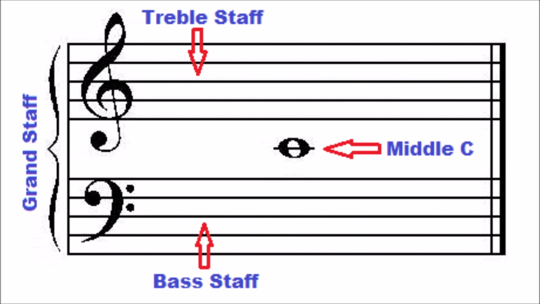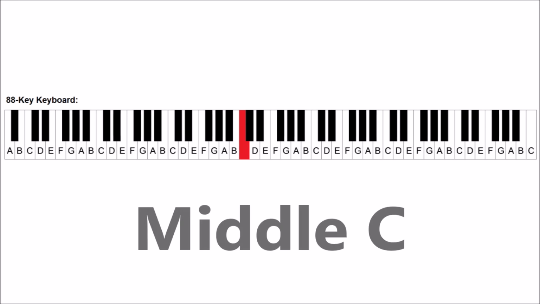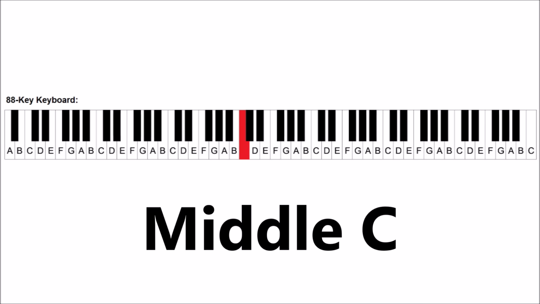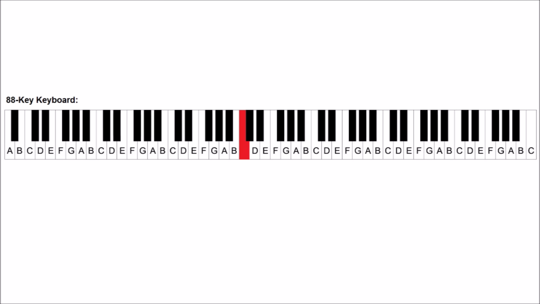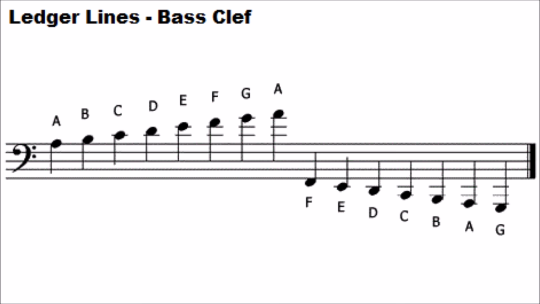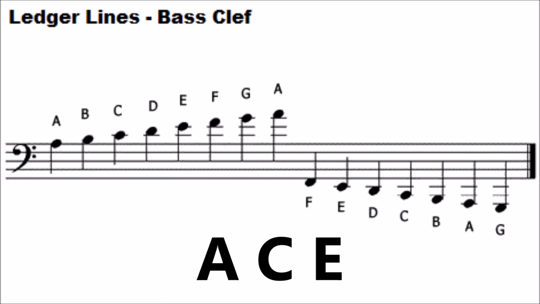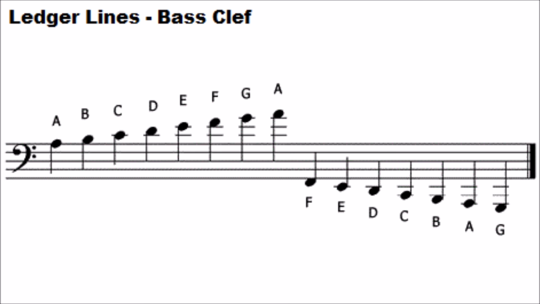The note in the center of the grand staff on a ledger line is middle C. On piano, middle C is the centermost C. It is near the middle of the keyboard. The three ledger lines below the bass clef spell the word ace as well, in ascending order. That's A, C, E. We can keep adding ledger lines below the note A for notes which are much lower.